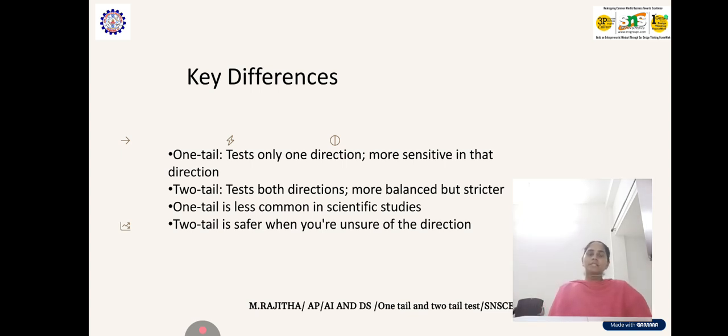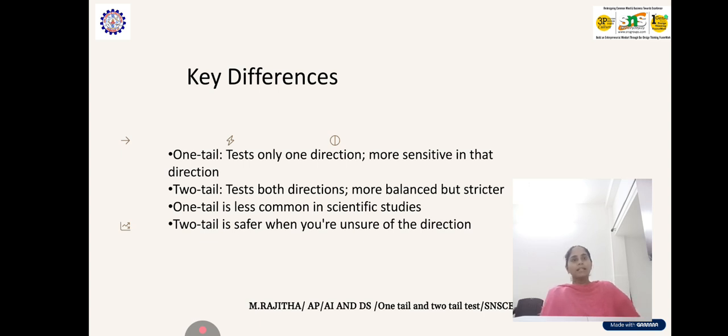The main difference between one tail and two tailed test lies in the direction of the test and how the rejection region is placed. In a one tail test, we only test for deviation in one direction, either greater or less than the claimed value. In contrast, a two tail test looks for any significant deviation in both directions. This means that the p-value in a two-tailed test is divided between the upper and lower tails, making it harder to reject the null hypothesis unless the evidence is strong.